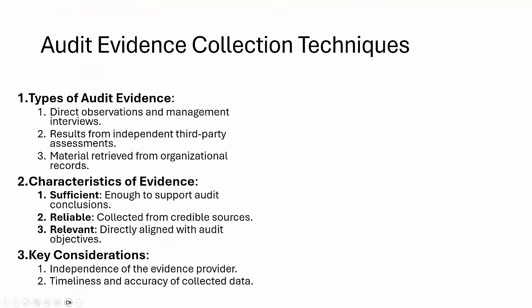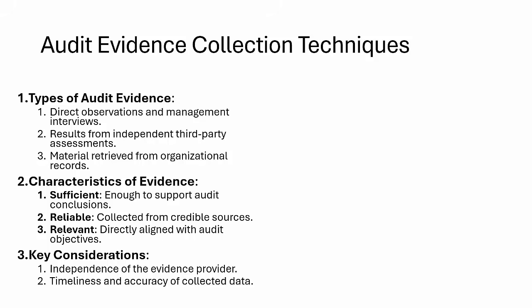So what are the evidence collection techniques? The first technique we use is direct observation and management interview. We actually start with observation; the auditor always visits and reviews. Then the results from independent third-party assessments, and sometimes materials are retrieved from the organization's records. The characteristic of evidence is that it is sufficient enough to support the audit conclusion. It should be reliable, collected from a credible source, and, more important, it should be relevant, directly aligned with the audit objective. That's why we say the key considerations in this scenario are the independence, timeliness, and accuracy of the evidence.